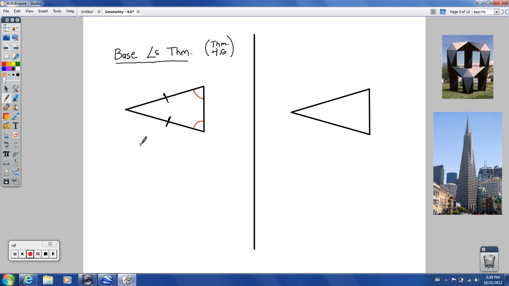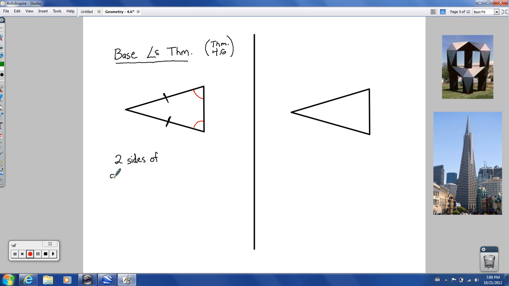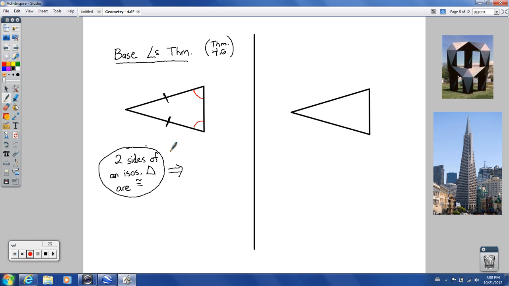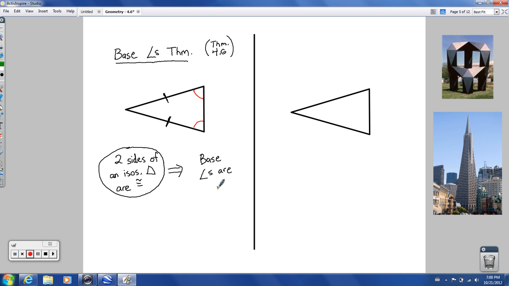So what does it say? The base angles theorem, or theorem 4.6, says that if you have two sides, or two legs, of an isosceles triangle being congruent, then I'm going to circle this and say this statement implies that this statement is also true: the base angles are congruent. So the base angles are congruent.